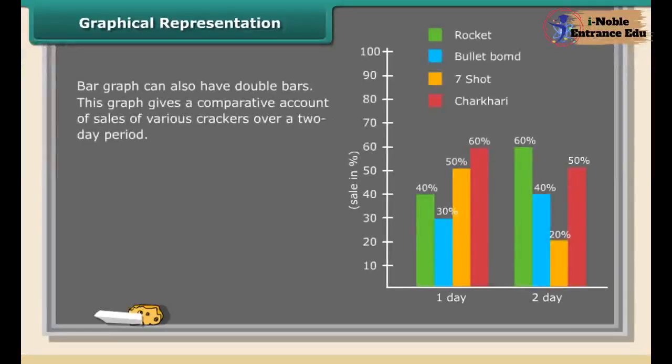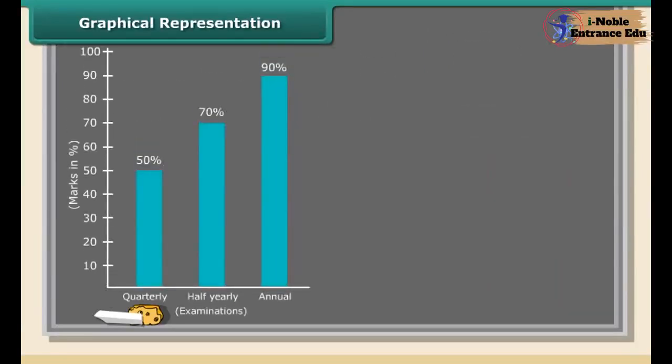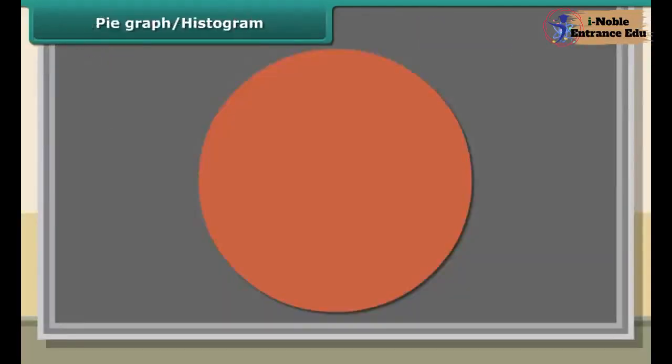Bar graph can also have double bars. This graph gives a comparative account of sales of various crackers over a 2-day period. From the above graphs, the first graph shows the comparison of 3 examinations of a student. The second graph shows the sales of a variety of crackers in 2 days.